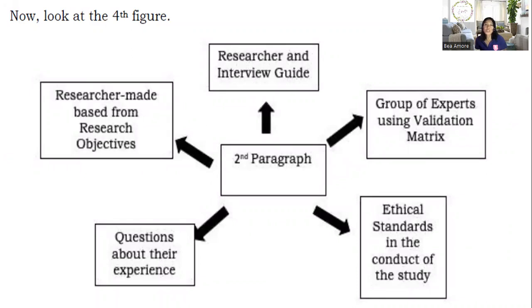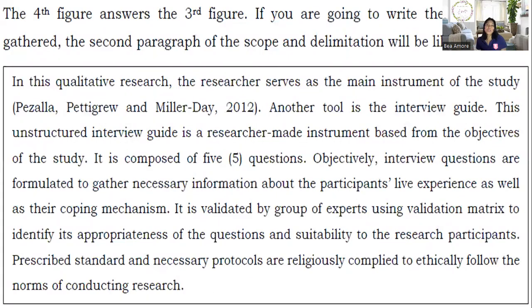You may write researcher and interview guide, group of experts using validation matrix, ethical standards in the conduct of the study, questions about their experience, and researcher-made based from the research objectives. So the fourth figure answers the third figure. If you're going to write the information gathered, the second part of the scope and delimitation will be as follows.